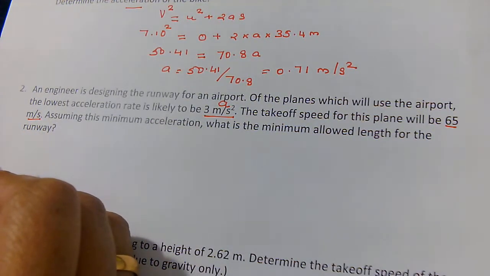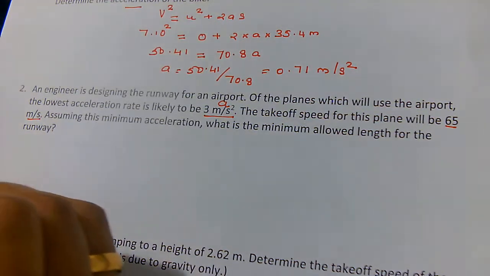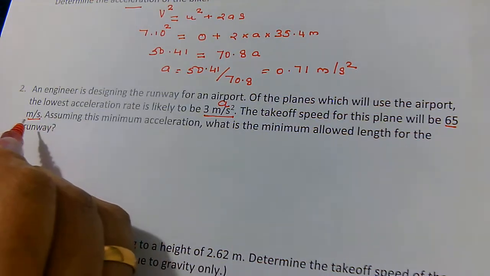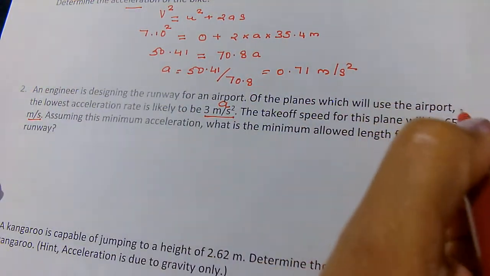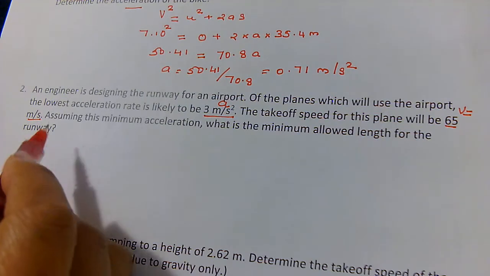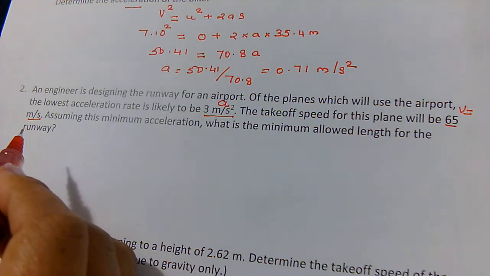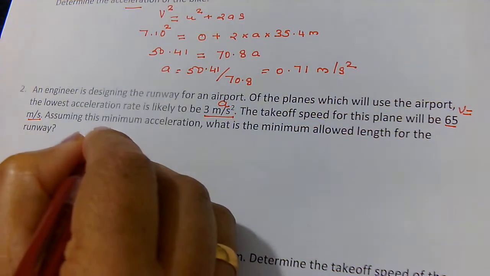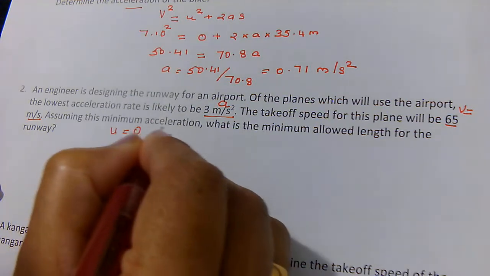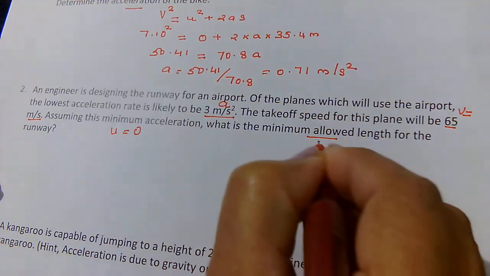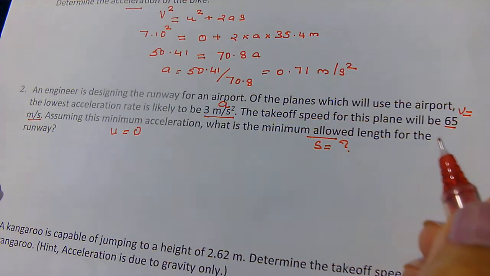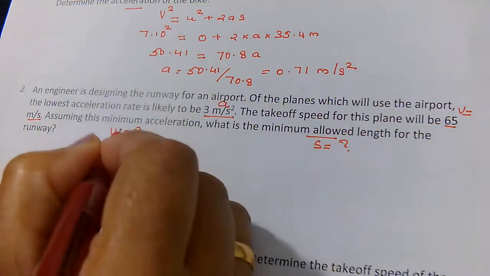So the takeoff speed. Initially the planes will be moving through the runway, and just before or at the time of takeoff their speed is going to be that. So that is what happens at the end of their movement. So that is a value of v. And initially the airplanes are going to be at rest, right? So u is going to be 0. Assuming this minimum acceleration, what is the length? So they want us to find s. They have given us u, a and v, and they're asking us to find s.